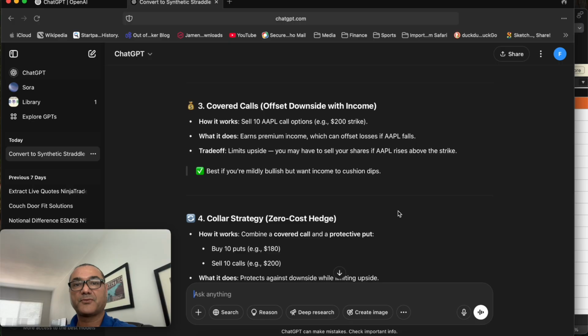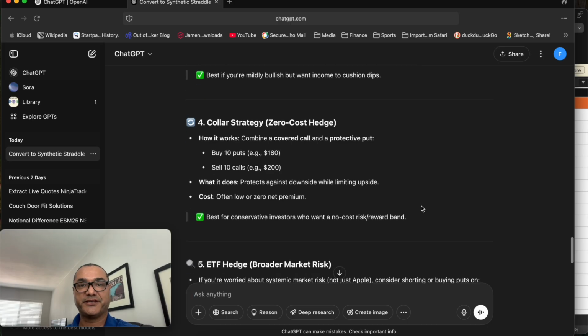Covered calls, offset downside with income. How it works, sell 10 Apple call options. What it does, earns premium income which can offset losses if Apple falls. Okay. Limits the upside, you may have to sell shares if Apple rises above the strike. Okay. Personally, I would not do this, but this is correct.